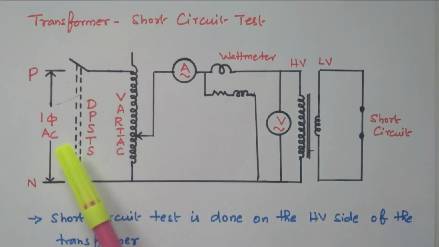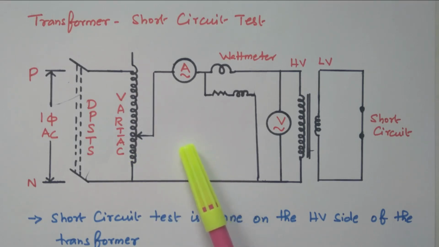Now the supply is given by closing the DPST switch. By varying this variac, we can apply the rated current. In the open circuit test we applied the rated voltage, the primary rated voltage. Now, in order to measure the copper loss, we are applying the rated current. By seeing this ammeter, we need to make sure the rated current is applied to the transformer. How to measure the rated current we will see later. So by varying the variac, the rated current is applied to the primary winding.